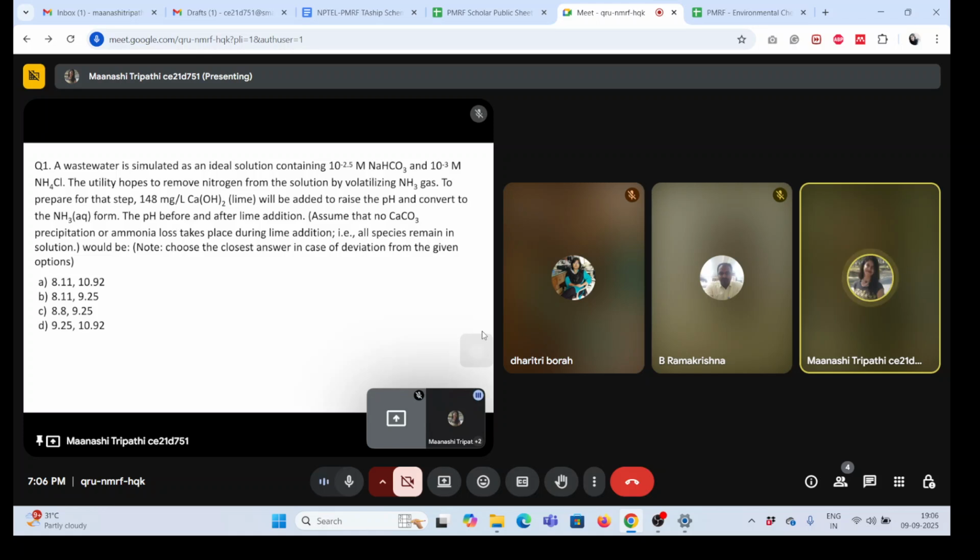What will happen when we add lime? There will be an increase in pH, so calcium carbonate may precipitate. But here, for simplicity, we are assuming that there is no precipitation and no ammonia loss, meaning nothing is going into the atmosphere. All the species remain in solution. We need to choose the closest answer. You will get this kind of question in the examination. This we can solve by using Visual Mintech, so you need to find the correct answer.